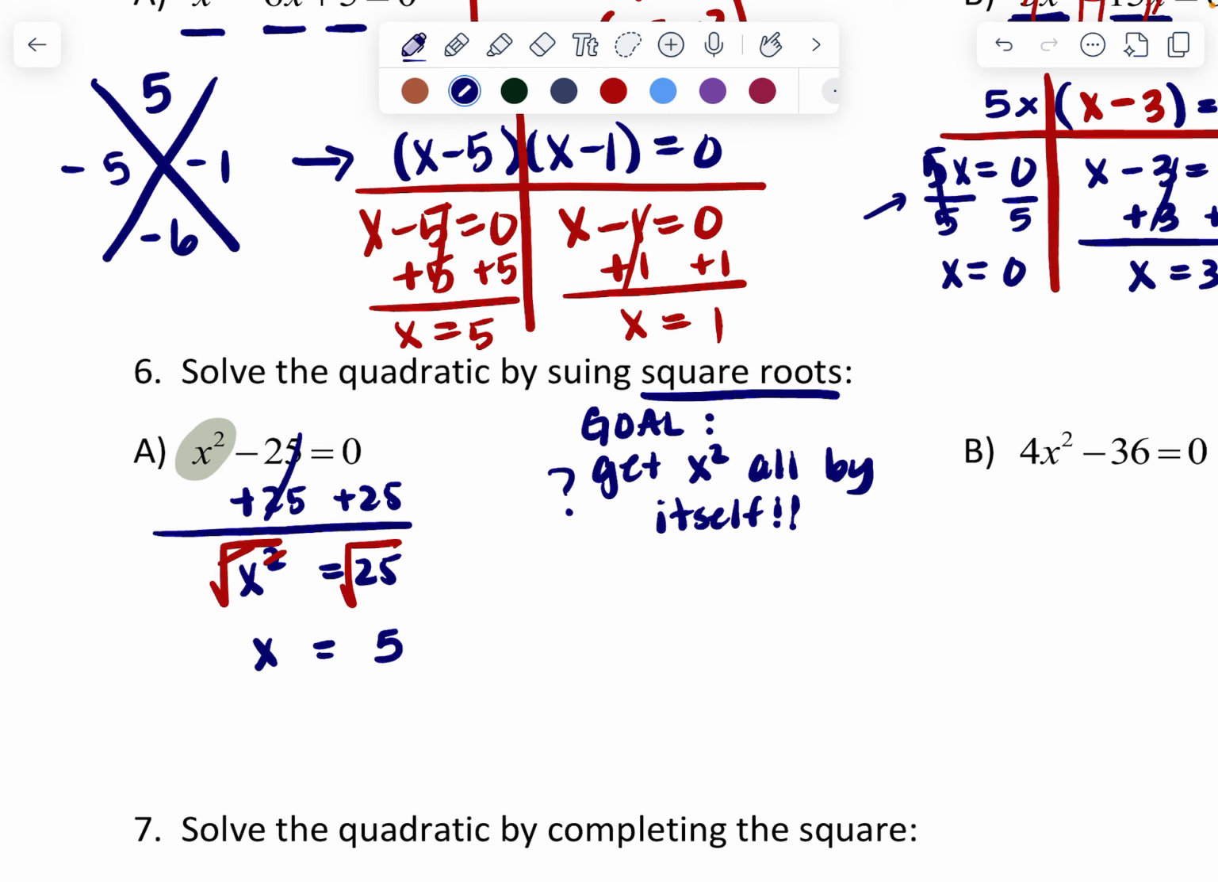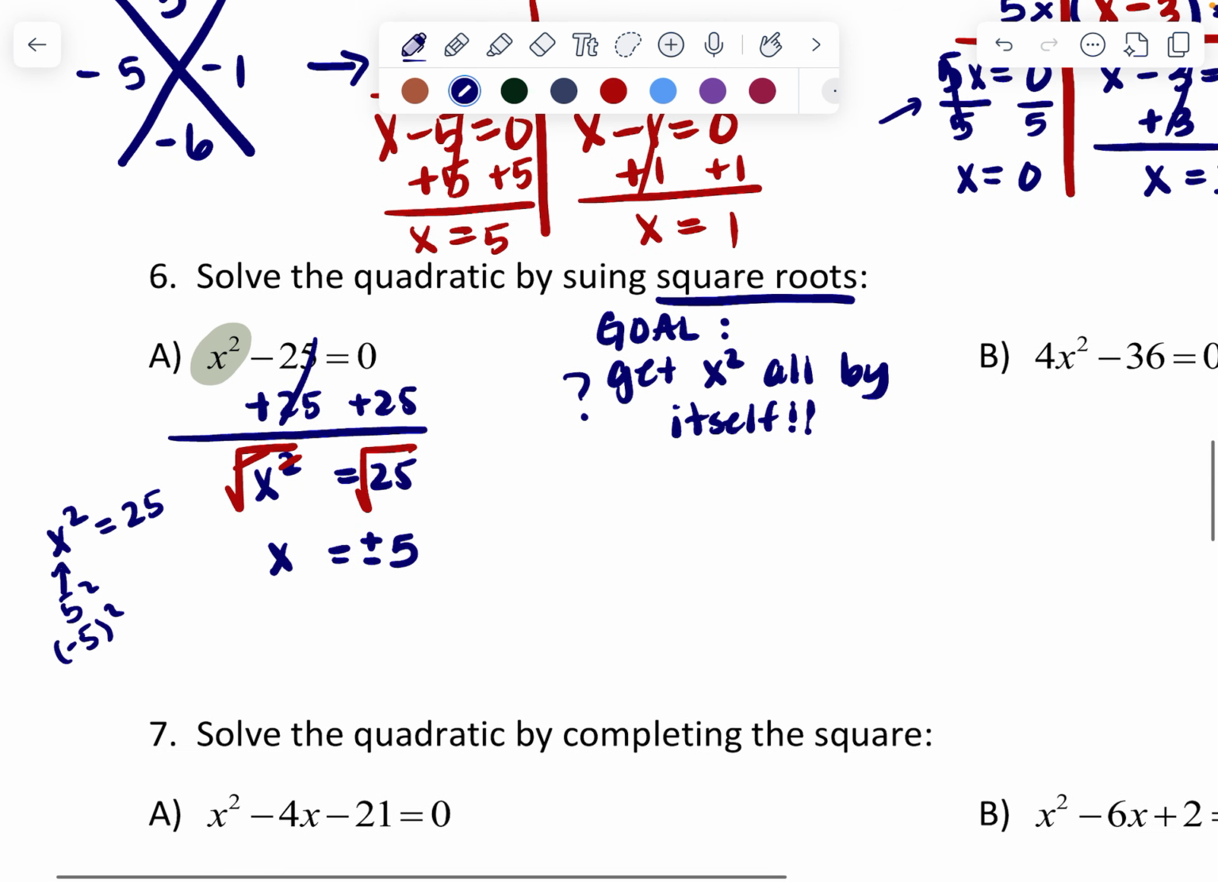Okay, but remember, when you take the square root of both sides, a plus or minus is going to pop out. And you guys, if you're wondering like why, look at the equation we had. We had x squared equals 25. In here, if I put a 5 in there, 5 squared equals 25. If I put a negative 5 in there, negative 5 squared also equals 25. So you have to make sure that you include both numbers, okay?